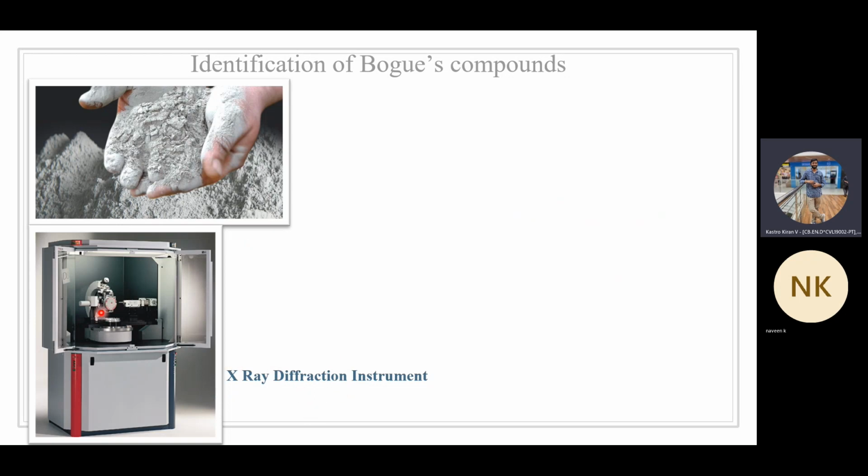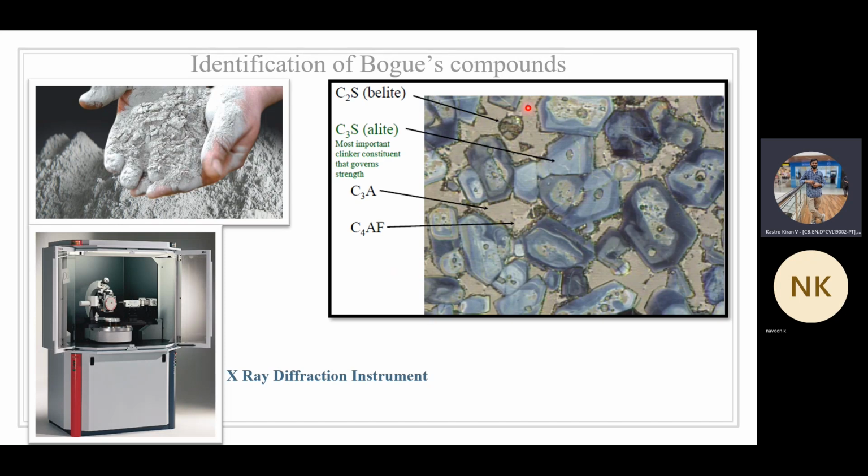In this instrument, we take a sample of cement and keep it inside the machine, and then we observe it. This XRD will give us the results, and based upon the results, we can identify the compounds. XRD will give this kind of image, something like an X-ray only.